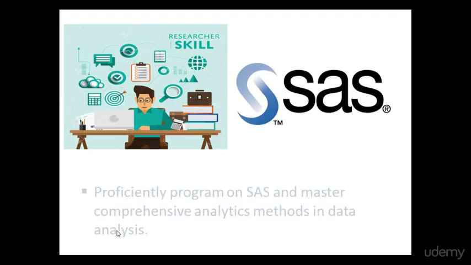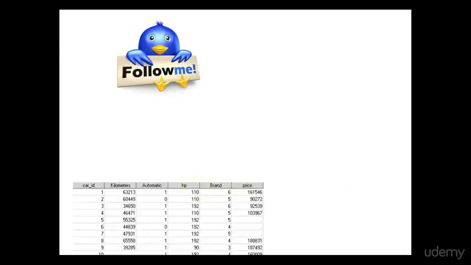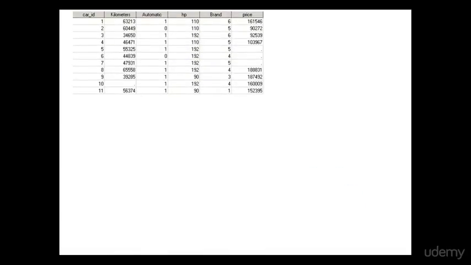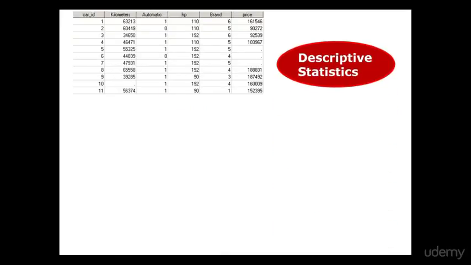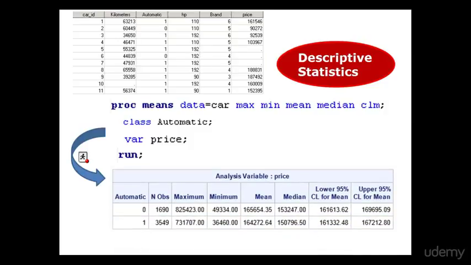Now for the next takeaway. To proficiently program on SAS and master comprehensive analytics methods in data analysis. Follow me. Assume we have the same data set, and we want to provide descriptive statistics using proc means. CLM is confidence interval, and we only want to track the price of different automatic systems. Var is price. I only want to check the price. Then we run. And the final result is shown below. This is an example of binary variables. Follow me to the next example.